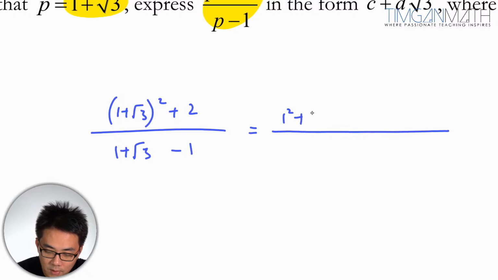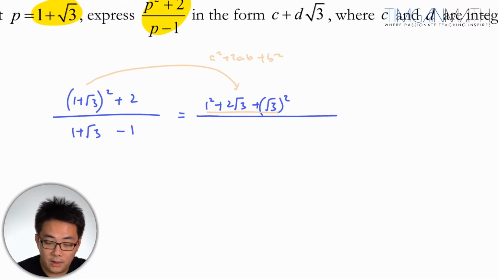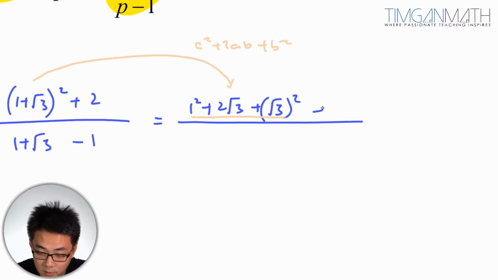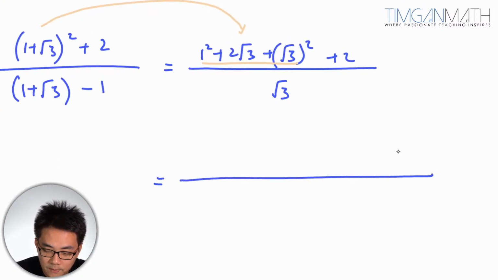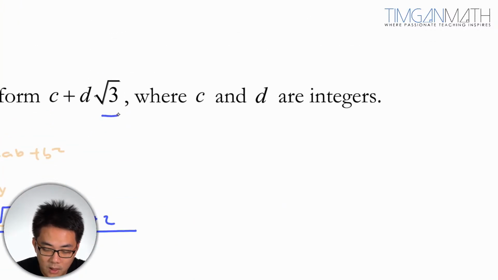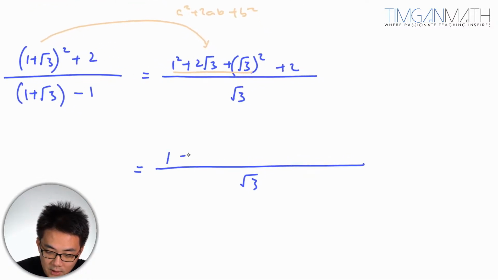This will be 1 squared plus 2 root 3 plus root 3 squared. What I did here was use a squared plus 2ab plus b squared. After which we're going to add 2 here, and this is root 3 below. Once this is done, that's pretty okay. Now just remember, Surds you could simplify in terms of root 3. So simplify the top first.